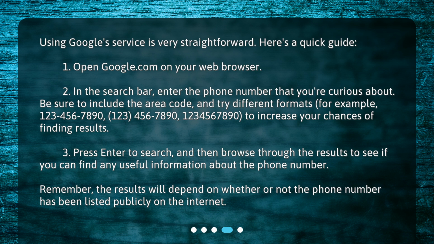For example, 123-456-7890, 1,234,567,890 to increase your chances of finding results. 3. Press enter to search, and then browse through the results to see if you can find any useful information about the phone number. Remember, the results will depend on whether or not the phone number has been listed publicly on the internet.